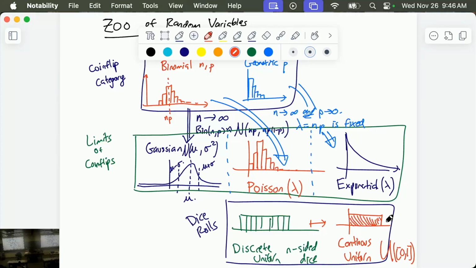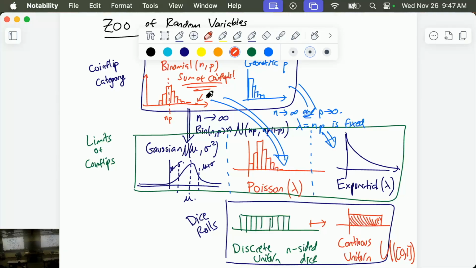So the thing I'd like to do today is we're going to expand the zoo by one by combining the dice rolls with the binomial. Because if you remember, the binomial is actually about coin flips. It's adding up coin flips. It's how many coin flips. The binomial is really a sum of coin flips.